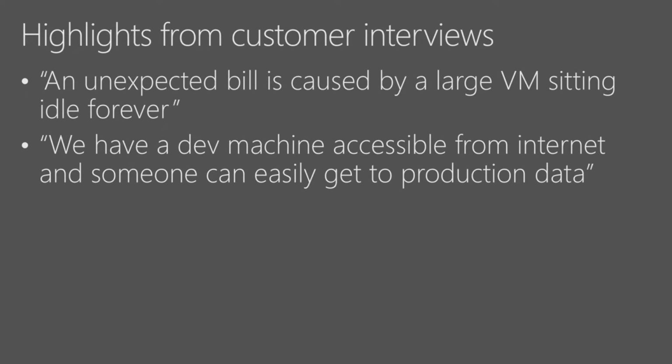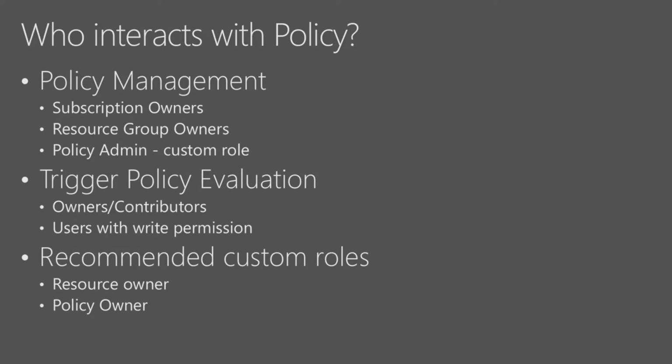So these are the highlights from some of our customer interviews. One of them is an unexpected bill caused by a large VM sitting idle forever. That's the $1,000 example I was using. And the other interesting one is we have a dev machine in the production environment which has a public IP, and someone can easily get to it and get to our production data. So that's for security.